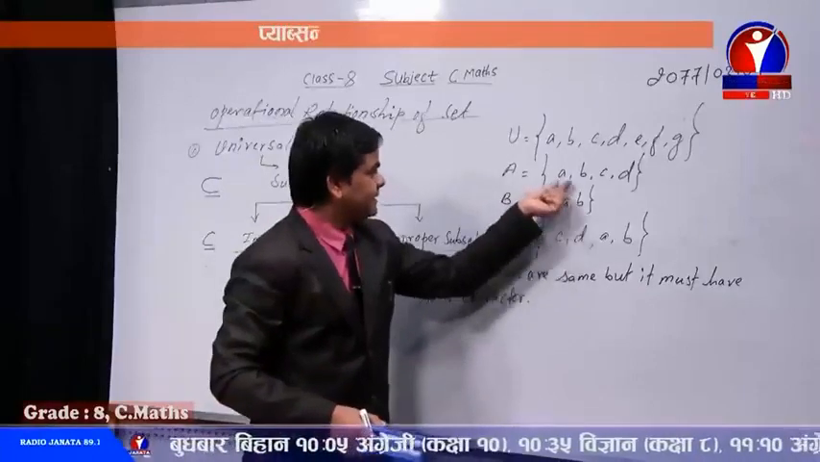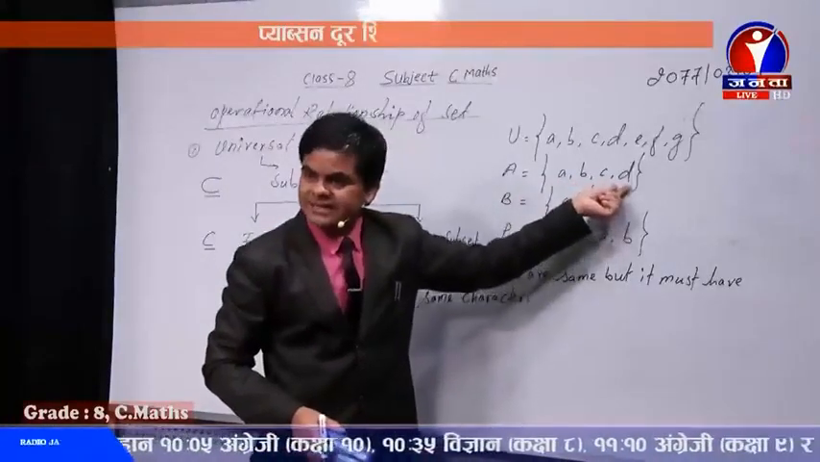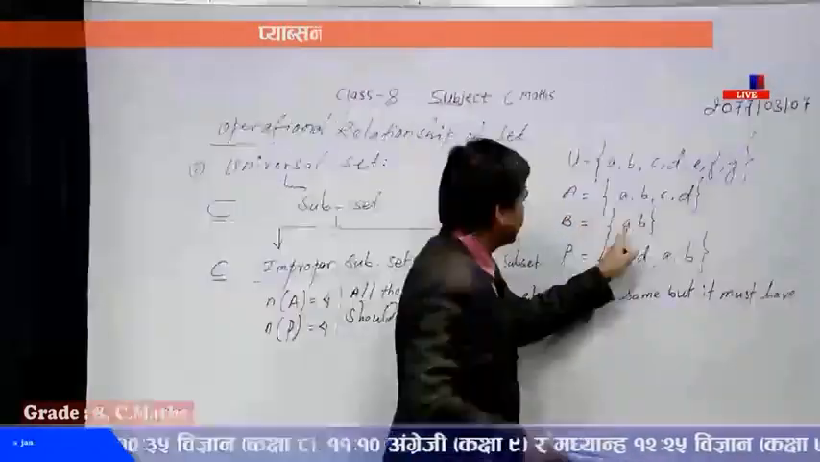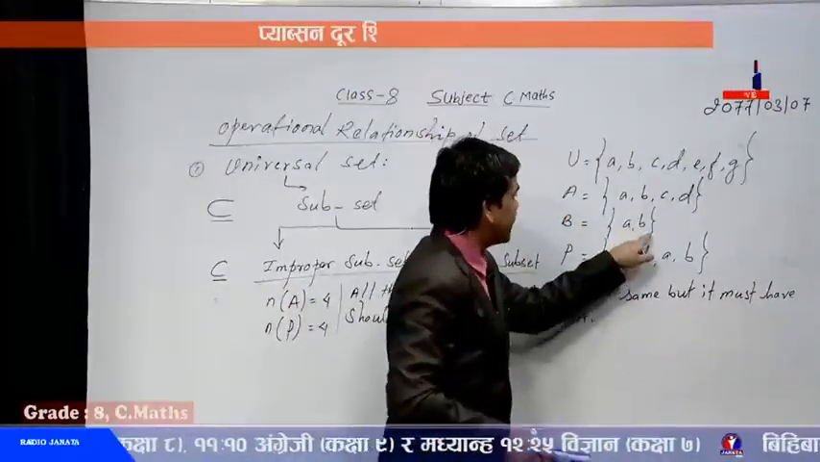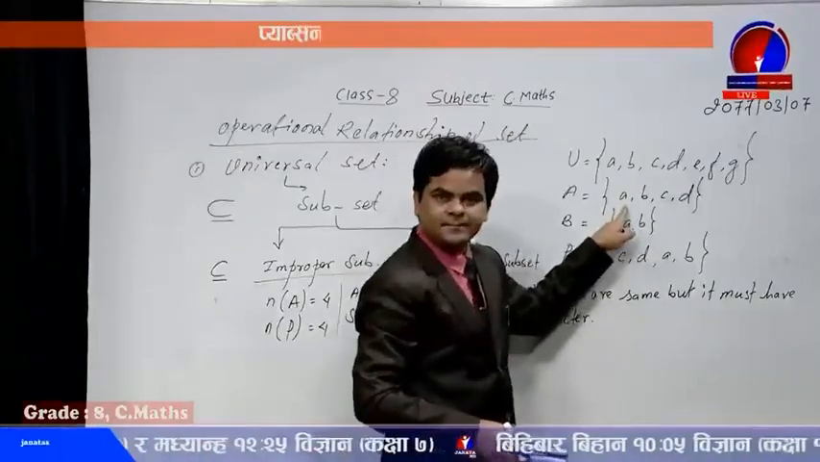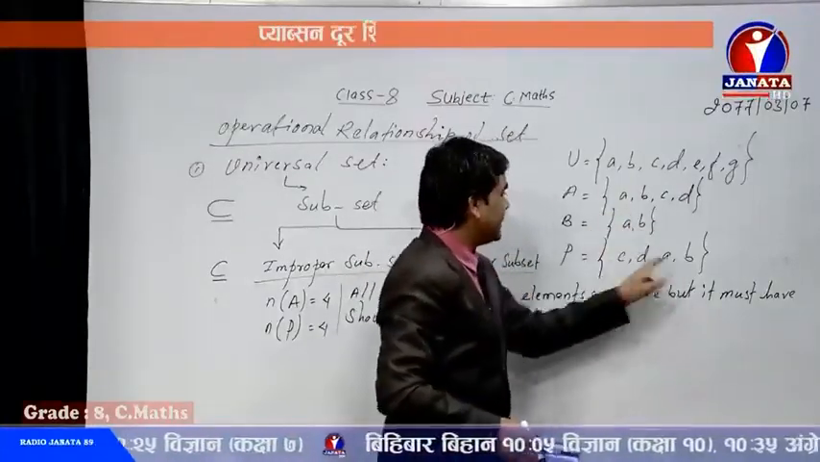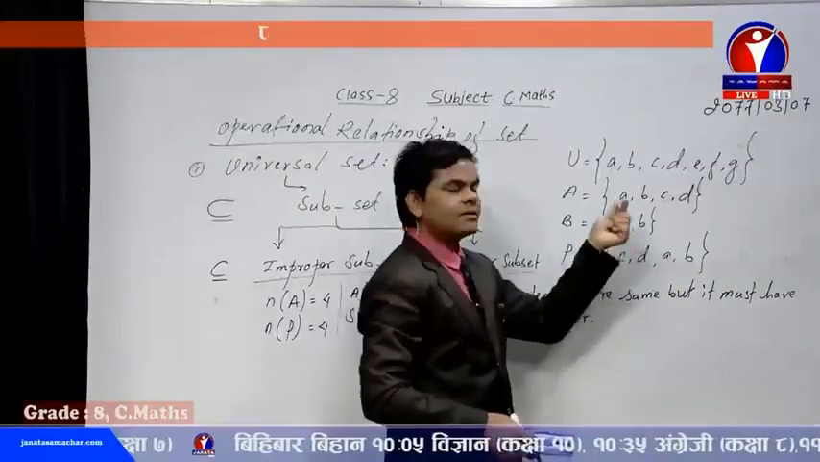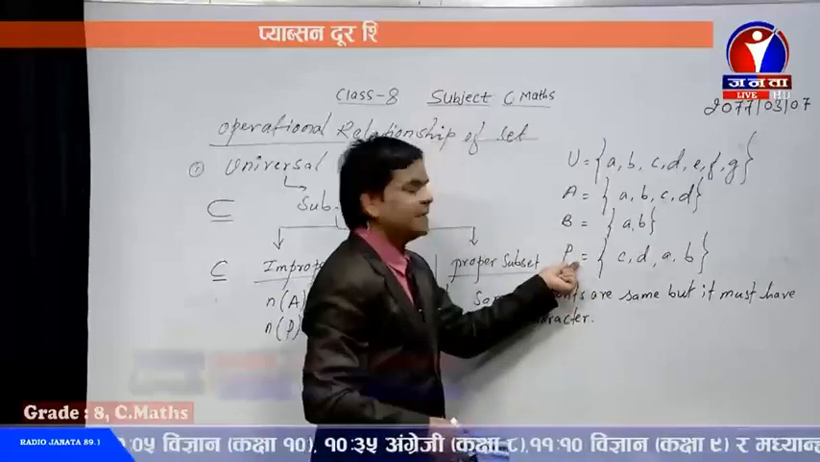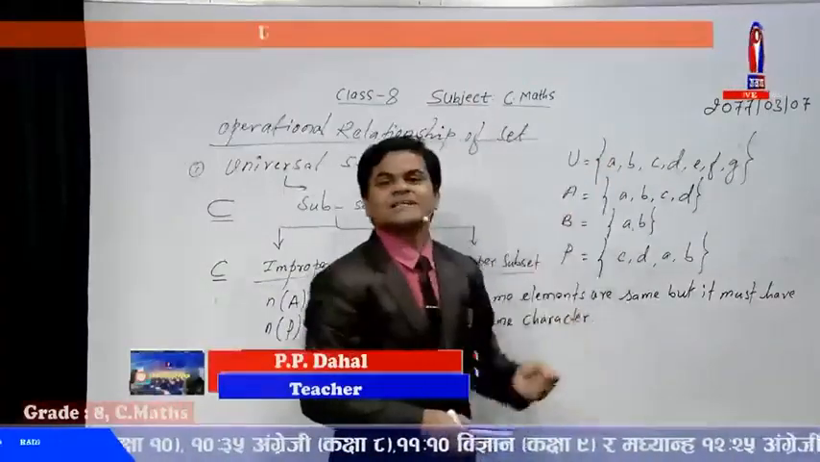That means look at it, if you compare set A and set B, what can you find out? In set A, B, C, D, there are 4 elements. In case of set B, there are 2 elements, A and B. Both elements are extracted from set A or set P. That means B is the proper subset of either A or P, or you can say of the universal set as well.